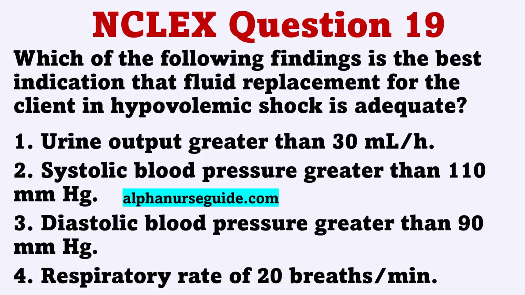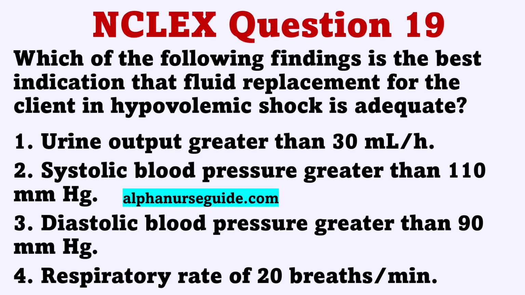Which of the following findings is the best indication that fluid replacement for the client in hypovolemic shock is adequate? 1. Urine output greater than 30 milliliters per hour. 2. Systolic blood pressure greater than 110. 3. Diastolic blood pressure greater than 90. 4. Respiratory rate of 20 breaths per minute.